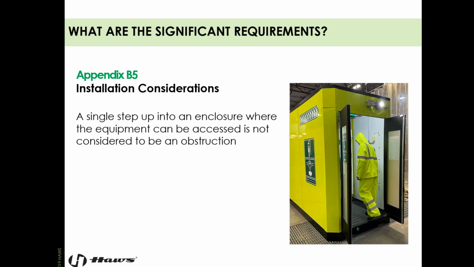In Appendix B5, basically the very end of the ANSI standard, they have some additional stuff in the appendices that allow us to do a couple different things. One of the most important is that a single step into an enclosure where the equipment can be accessed is not considered to be an obstruction. So I told you there's no changes in levels, no steps, etc. But they knew they had to make an exception to that rule for the type of equipment that you see here on the right.